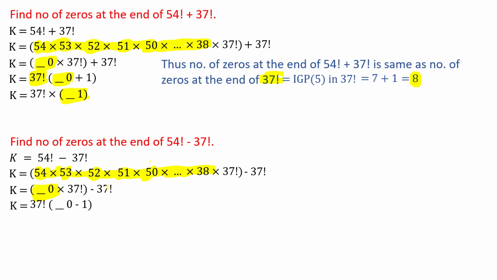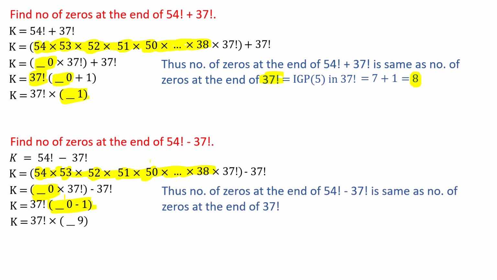If we take 37 factorial common, what is remaining in the bracket? In the bracket there is a number ending with 0 and then minus 1. The number ending with 0 minus 1, the unit digit of this subtraction is going to be 9. So the value of K is going to be 37 factorial into a number which ends with 9.